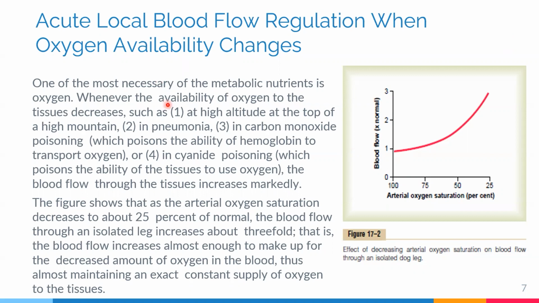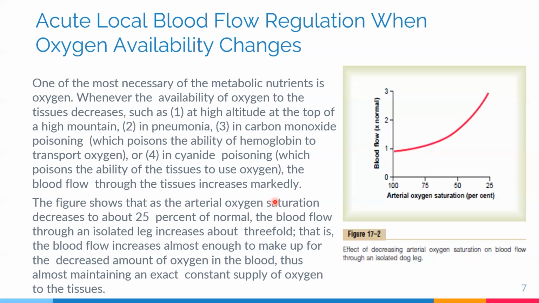One of the most necessary of the metabolic nutrients is oxygen. Whenever the availability of oxygen to tissue decreases, such as in case of high altitude at the top of a mountain, or in pneumonia where lungs are unable to respire correctly in order to take in enough oxygen, or in case of carbon monoxide poisoning, which poisons the ability of hemoglobin to transport oxygen, or in case of cyanide poisoning, which is the poison which poisons the ability of tissues to use oxygen, the blood flow through the tissues increases markedly.